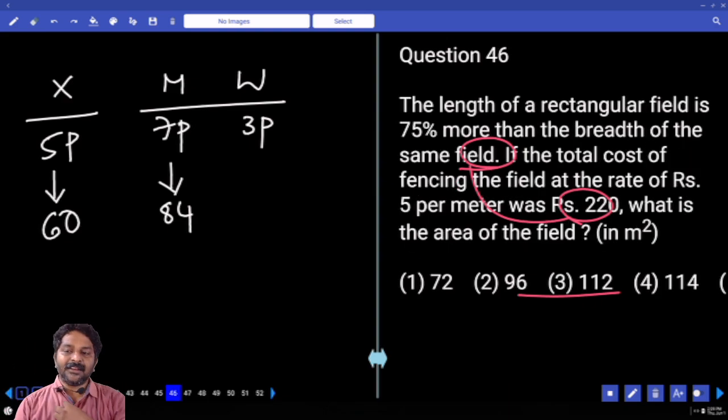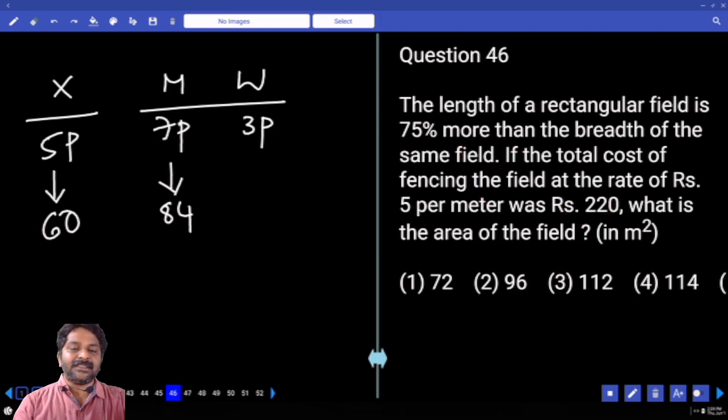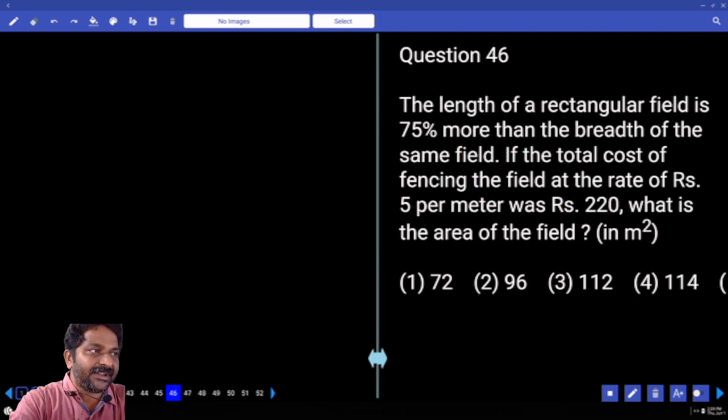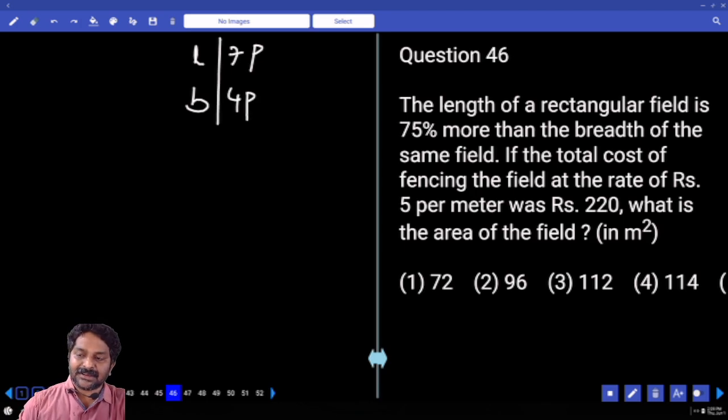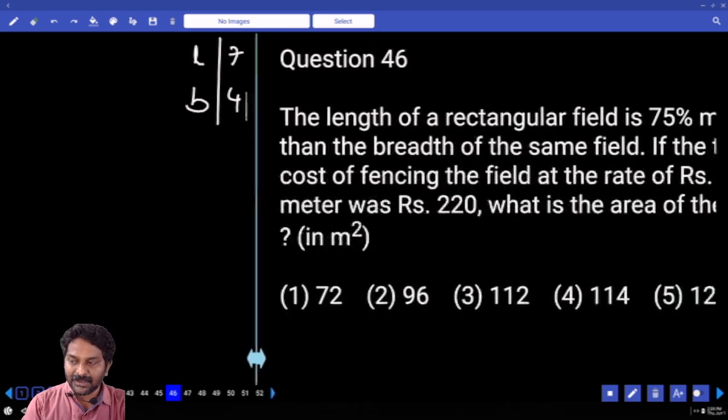The length of the rectangular field is 75% more than the breadth of the rectangular field. So, if breadth is 100%, length becomes 175%. Both are in what respective ratio? Breadth to length, 4:7. So, the other way I can say, length is 7 parts, breadth is equal to 4 parts. If the total cost of fencing the field at the rate of 5 rupees per meter was 220, what is the area of the field? Area of the field, right?